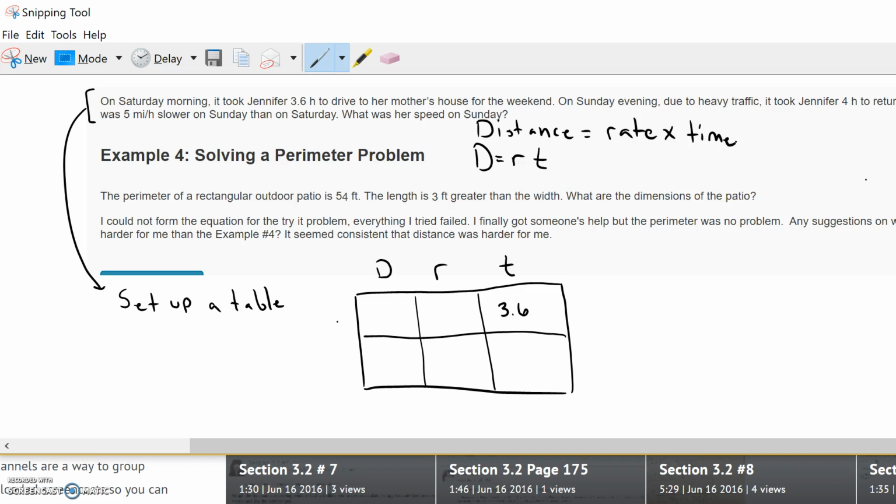So in order to do that, let's put in some of the information we have. So on Saturday morning, we have that she drove 3.6 hours. On Sunday, because of the traffic, she drove for 4 hours.